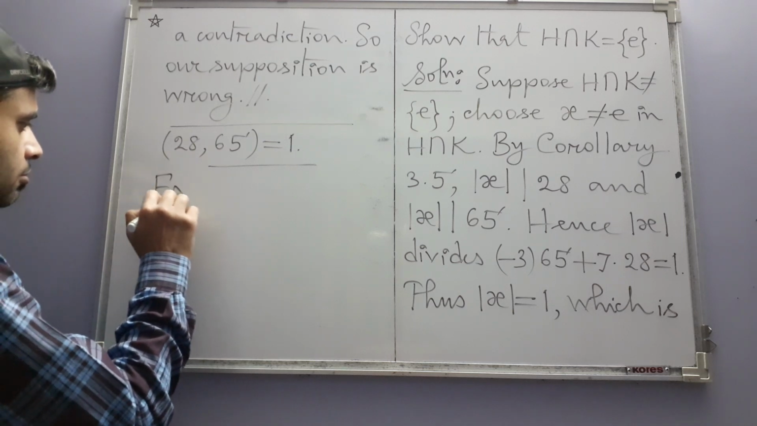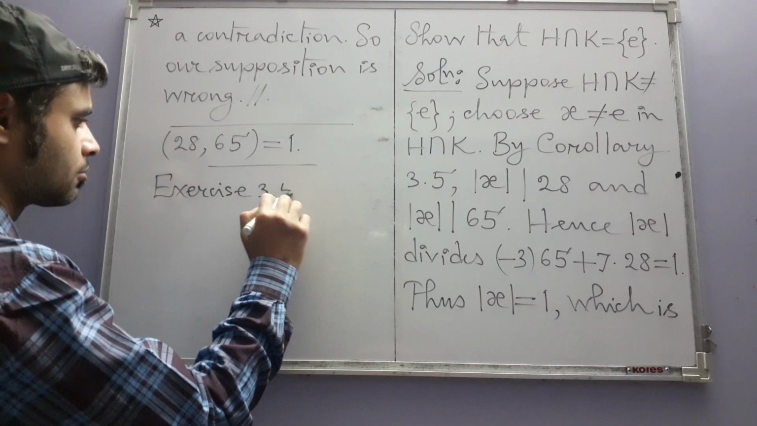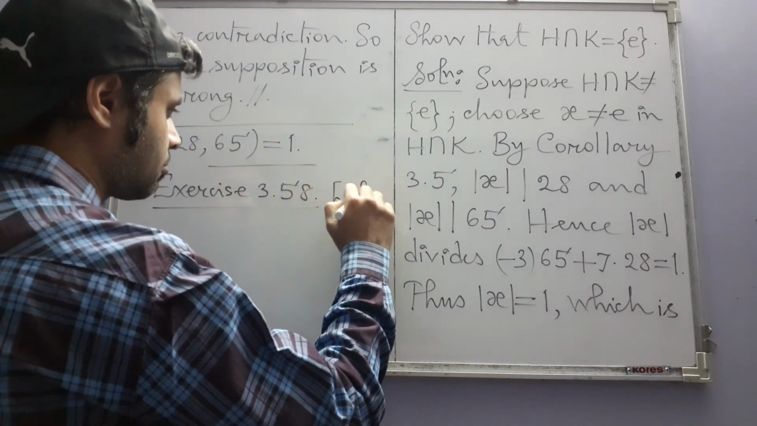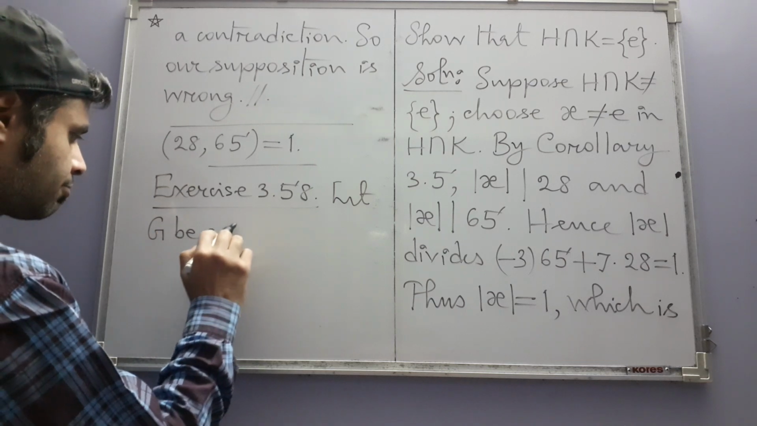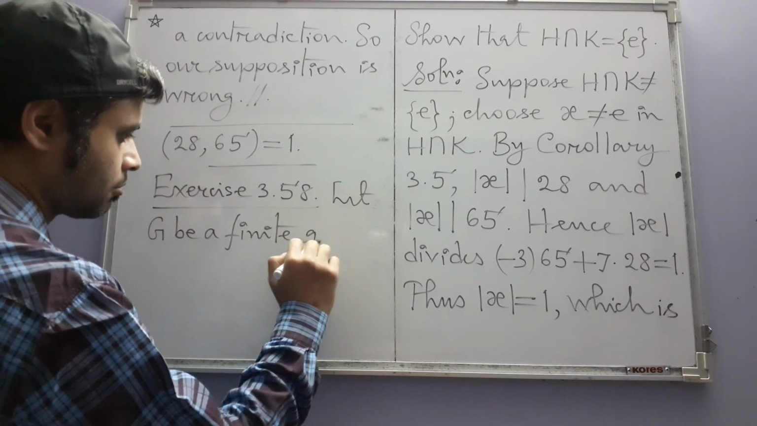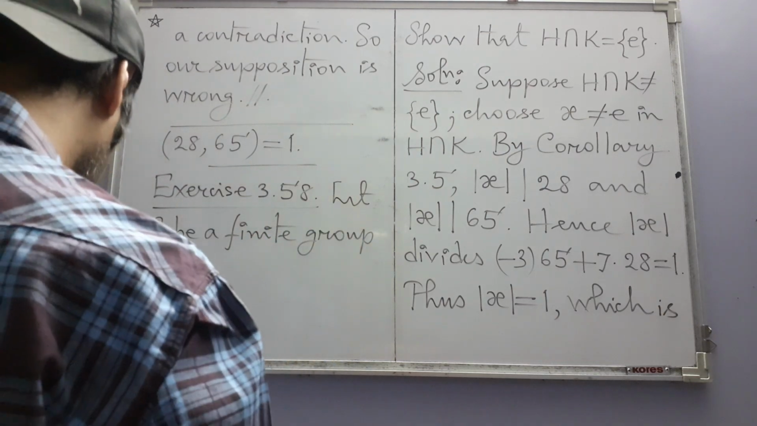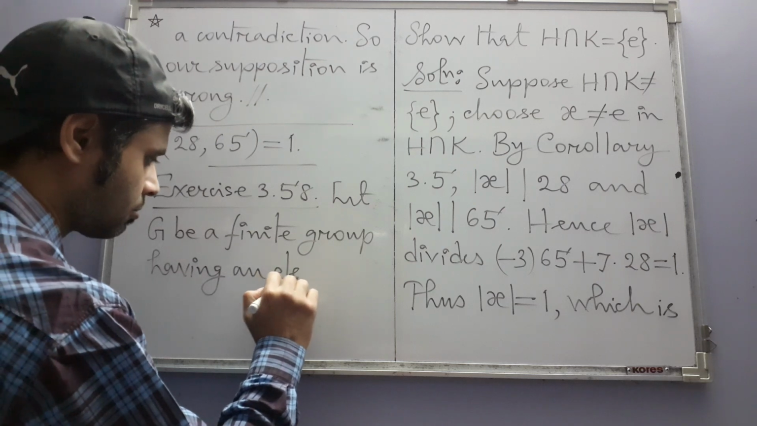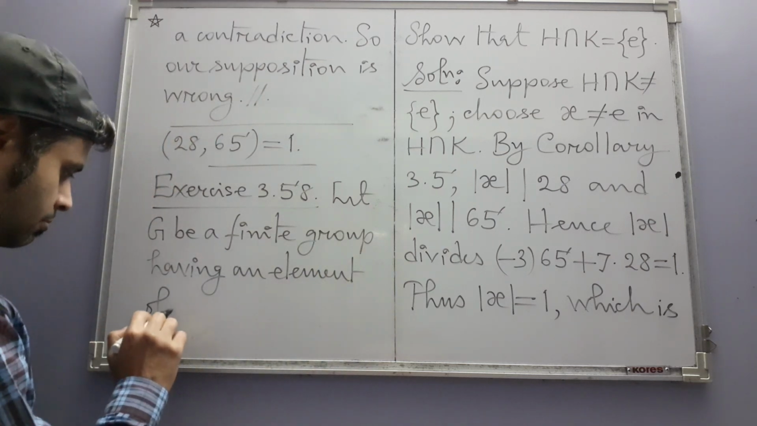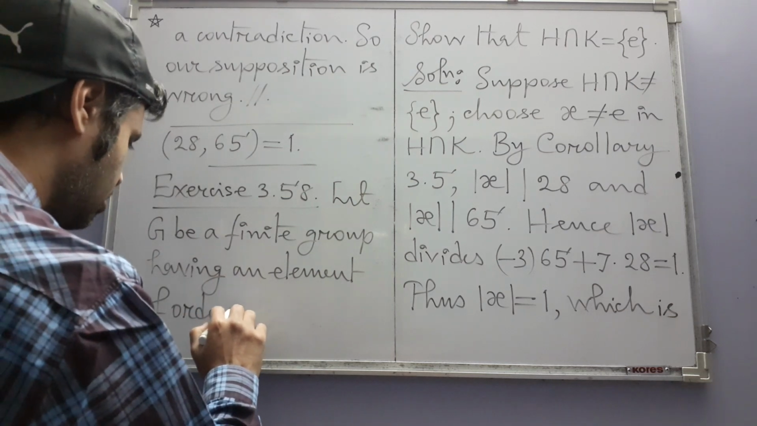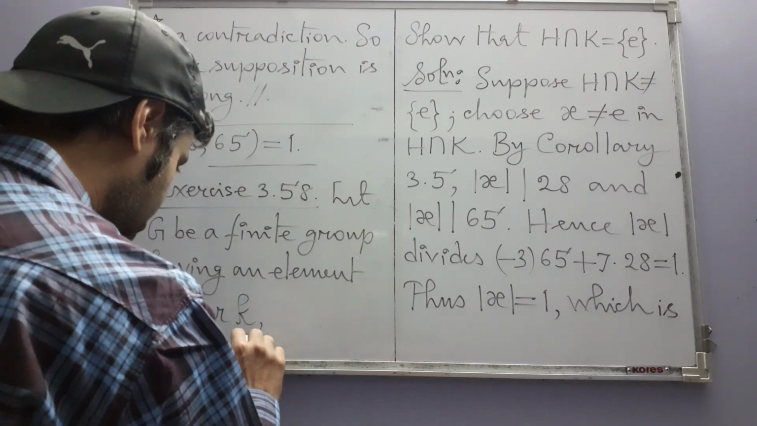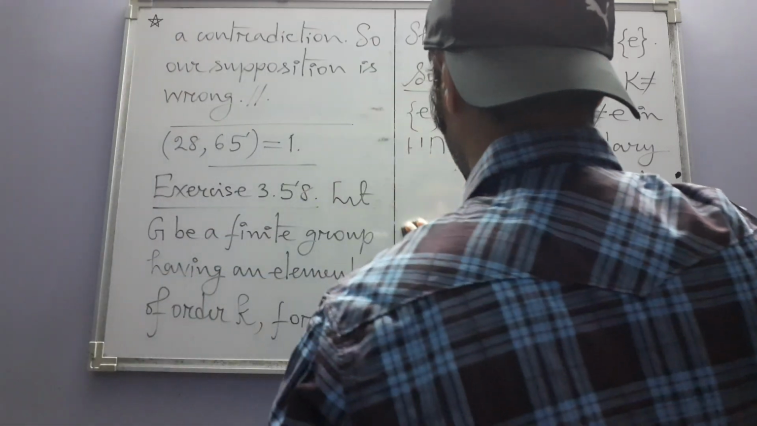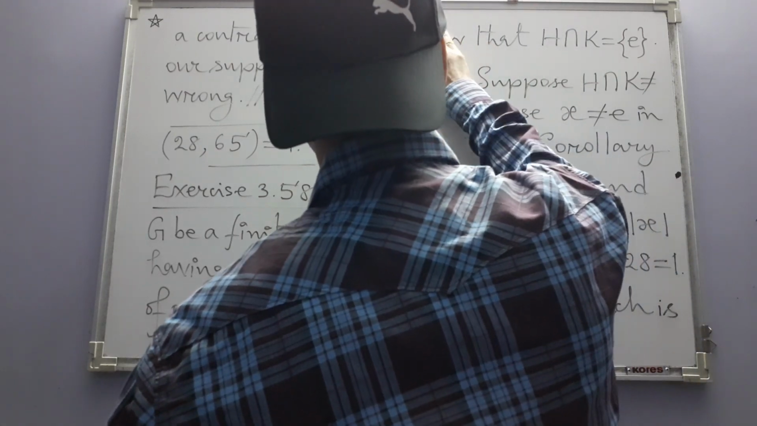Next, let G be a finite group. So in this one, it's given that G is a finite group having an element of order k for each k between 1 and 10, with 1 and 10 included.